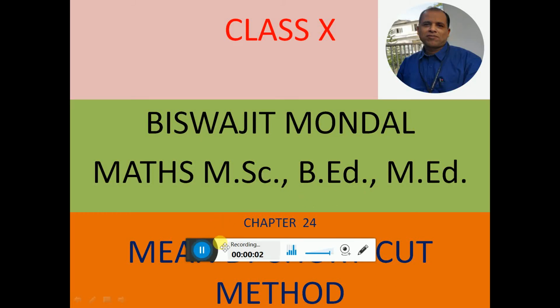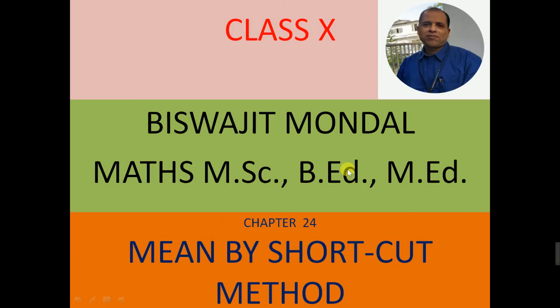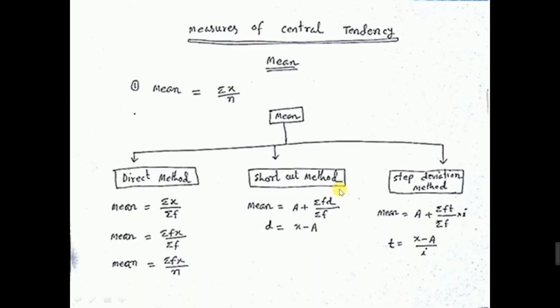Class 10. Today we will learn chapter 24, mean by shortcut method. Actually, to find mean, different methods are there: direct method, shortcut method, step deviation method. Direct method I have discussed, so now I will discuss shortcut method.